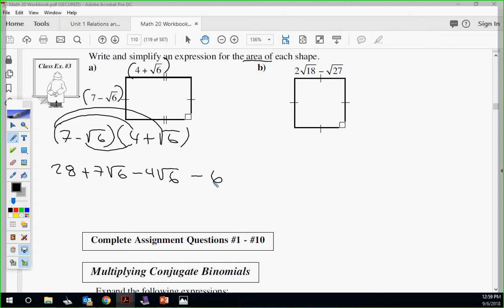Do we see that? I'll wait. Yeah, we're at the end of the lesson. People are getting worn down. So you see at the end there, it's a root 6 times root 6. It's just a positive and a negative, so it's a negative 6. And so you can see we have these to combine and then these to combine to finish. 28 minus 6, 22. 7 root 6 minus 4 root 6, 3 root 6. And now we're done. That signifies the area. Okay? That's the area.